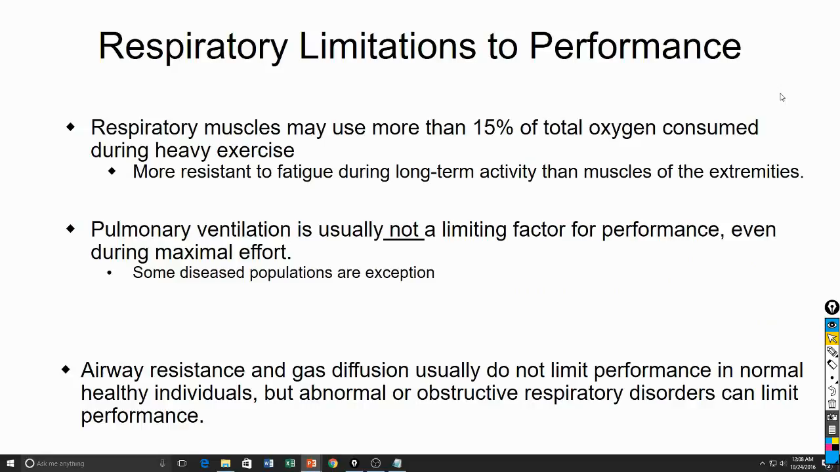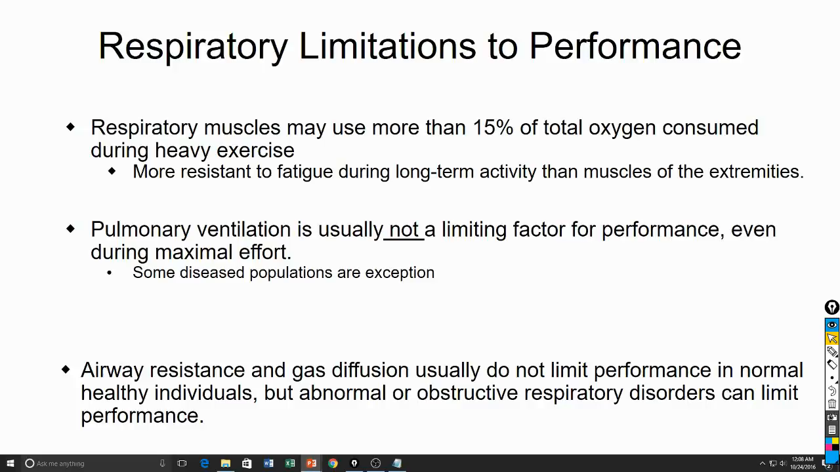Alright, so let's talk about the respiratory system or your pulmonary system as a limitation to performance. Okay. First off, let's say this: there are very few people in the world who are actually limited by their pulmonary system. For this reason, not many people do pulmonary research because it's just simply not a limiting factor.